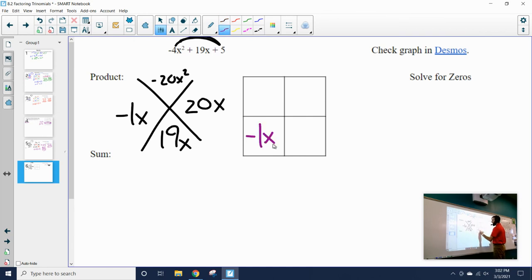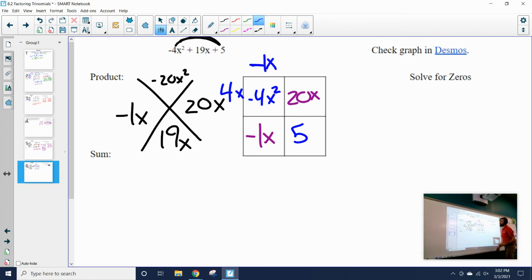So I can then fill in those two values. So let's put this as negative 1x, this as 20x, and then my other numbers can go, negative 4x squared and 5. And now I can fill in the outside. So I know I'm going to have x and x, but which of these is negative 4 going to be a factor of? Well, negative 4 can be a factor of 20, so I'm going to put my 4 out here. I also see that I have negatives going up and down this one, so I can assume that negative 1 is going to be a factor.